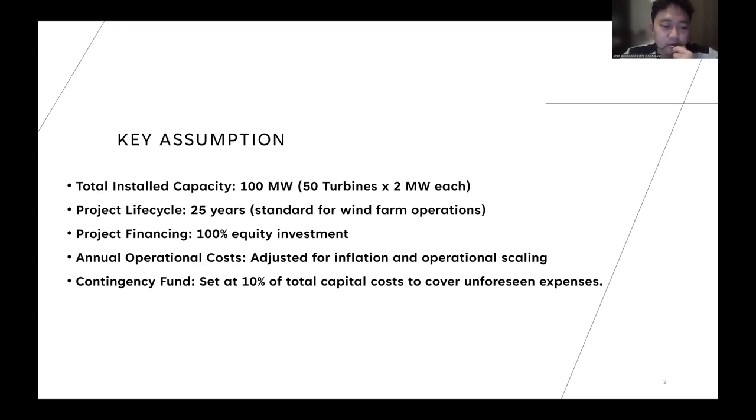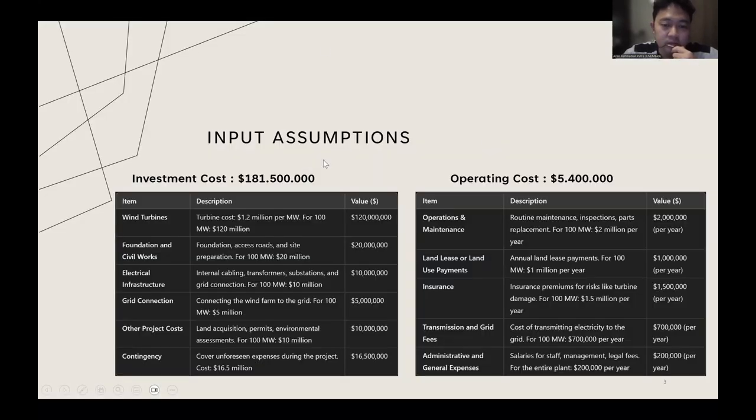And the fourth is that the annual operation cost is adjusted based on inflation by 2% on operational scaling. And also the fifth, the contingency fund is set at 10% of total capital costs to cover unforeseen expenses. Okay, and then the next is the input assumption.